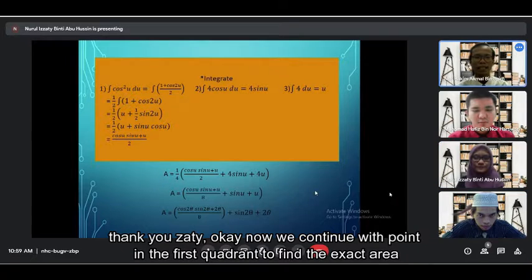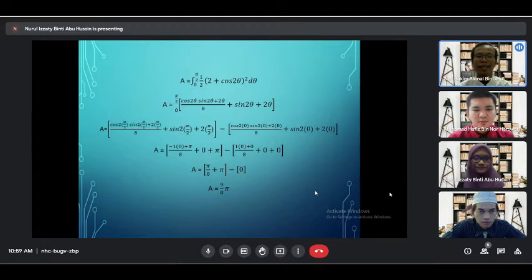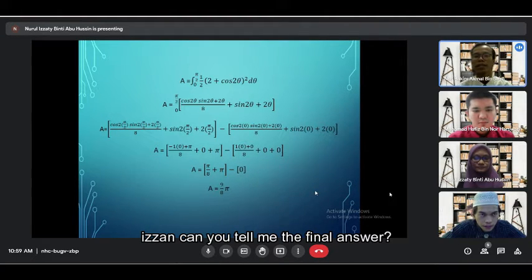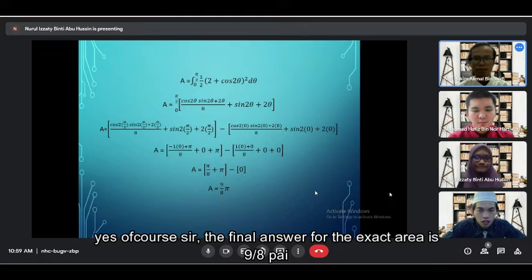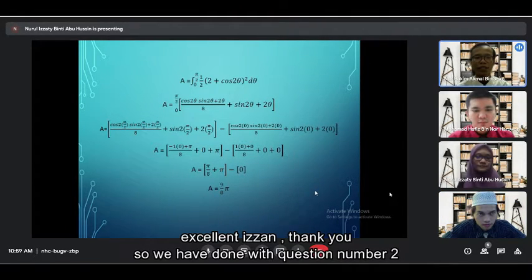Thank you, Zati. Okay, now we continue with the points in the first quadrant to find the exact area. After we substitute theta with pi over 2 and 0, you will get the final answer. Izan, can you tell me the final answer? Yes, of course, sir. The final answer for the exact area is 9 over 8 pi. Excellent, Izan. Thank you. So, we have done with question number 2.